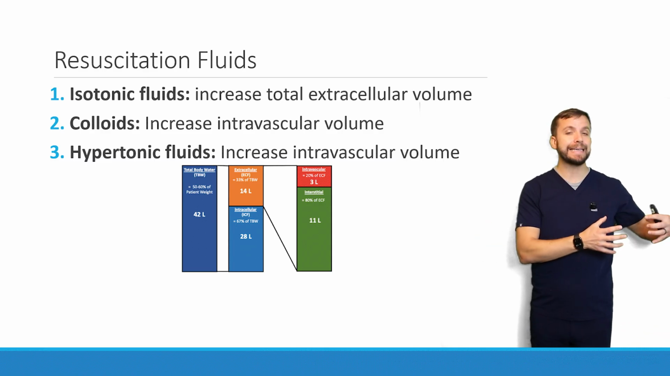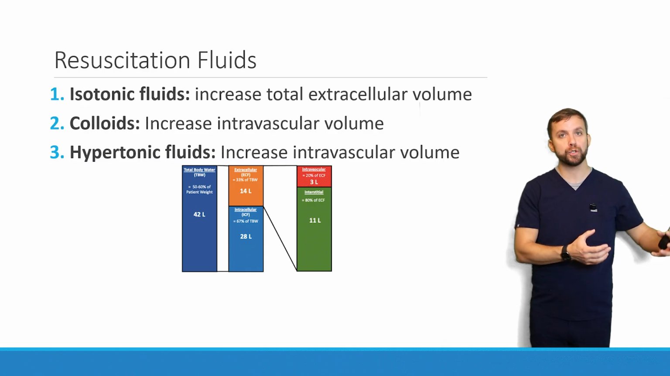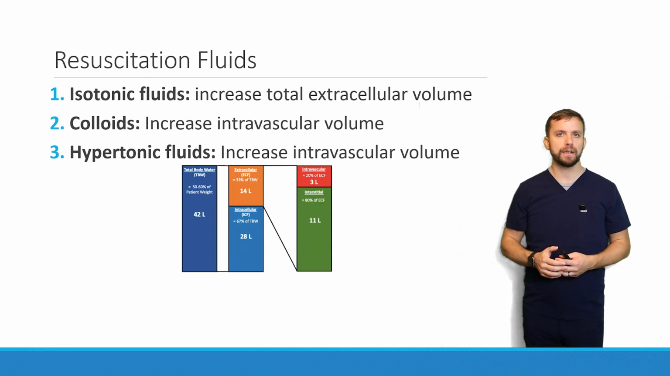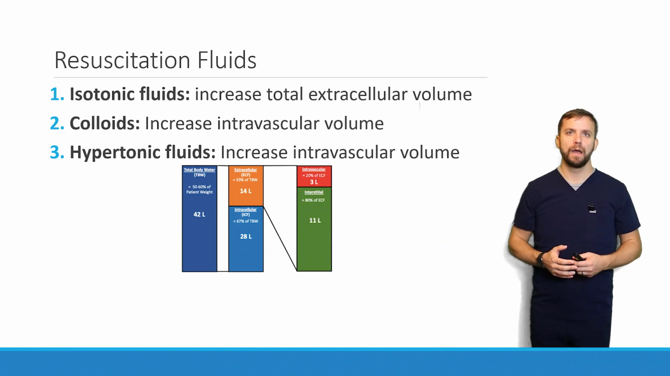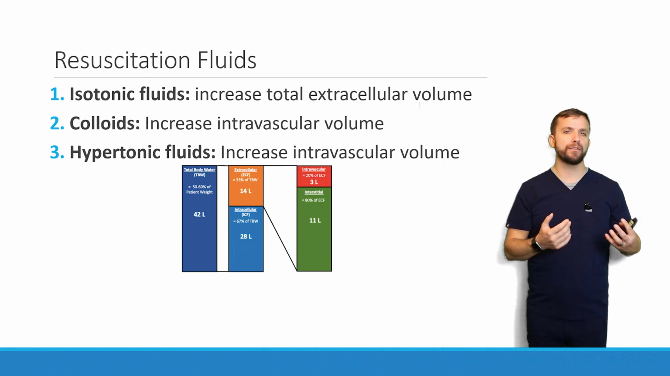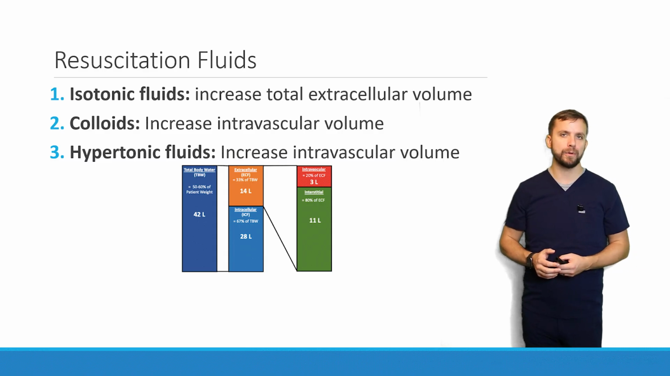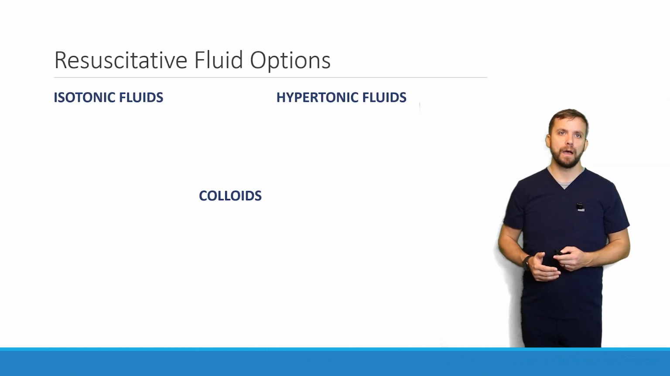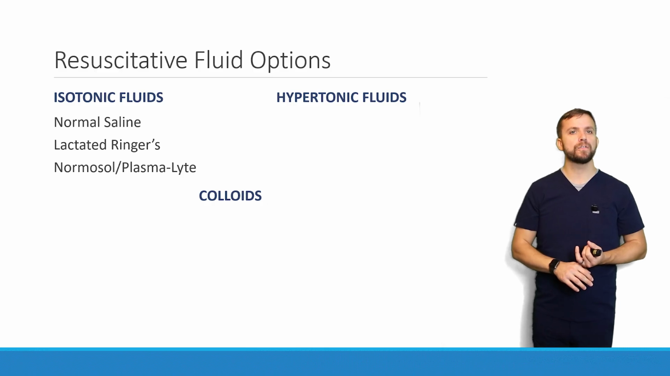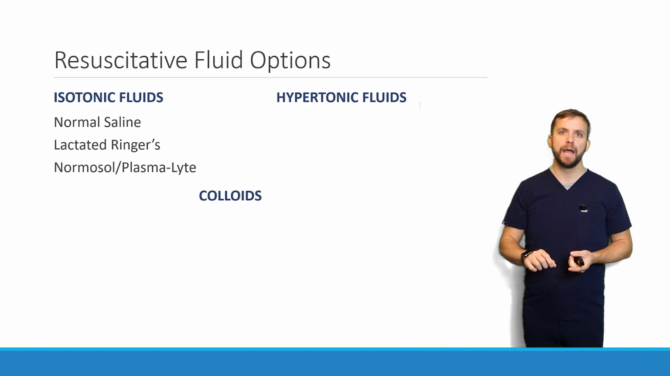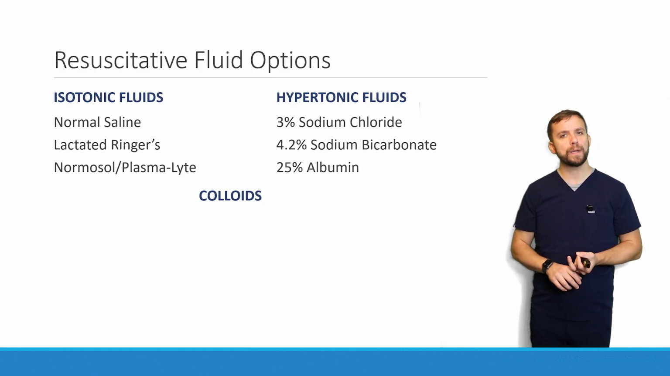Now, isotonic is the fluid of choice whenever we're dealing with both hypovolemic and distributive shock, except in the case of hemorrhagic shock, where you just want to be giving blood products. Isotonic fluids are very cheap, they're very available, and so that does tend to be the fluid of choice, although you can have arguments for the other ones that I'll talk about. Under isotonic fluids, we typically either use normal saline, lactated Ringer, or a balanced crystalloid like Normosol or Plasma-Lyte. Under hypertonic fluids, we have 3% saline.